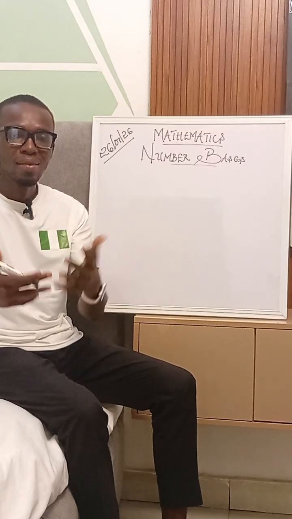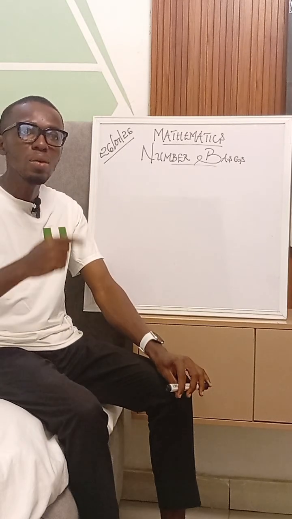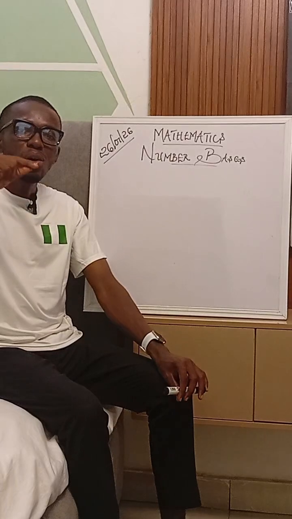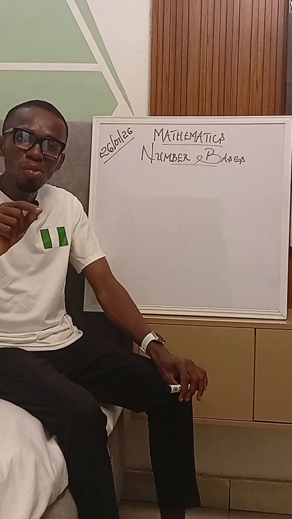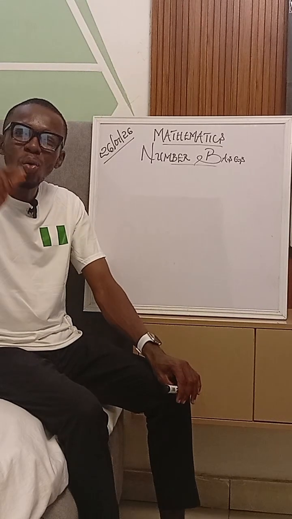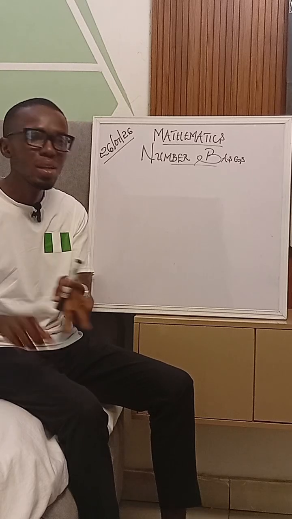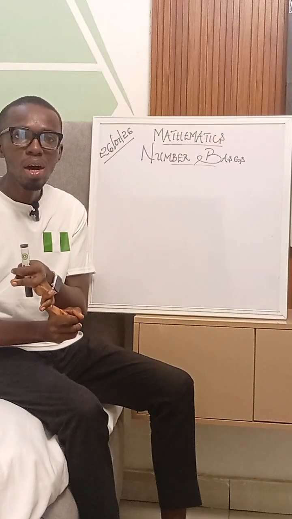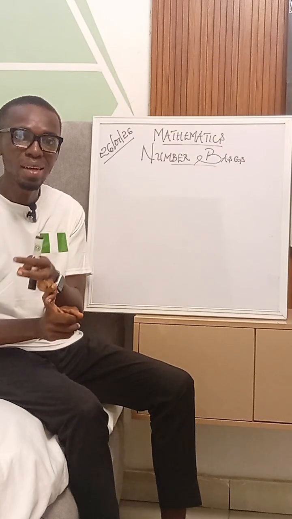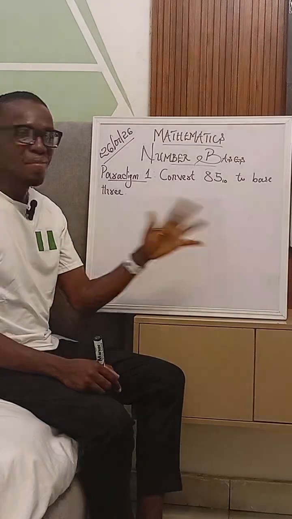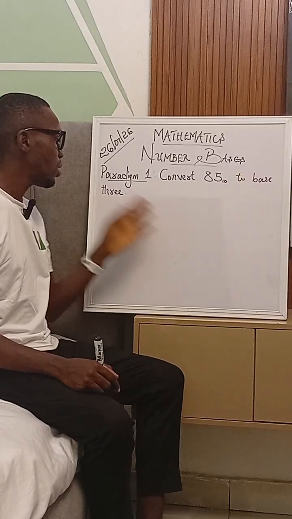So subsequent classes, that's beginning from tomorrow, we will then look at how to solve questions that can be very tricky on number bases. That's for WAEC students and also for those who are preparing for JAM exams. So now let's get the first one we have here. It says convert 85 base 10 to base 3.